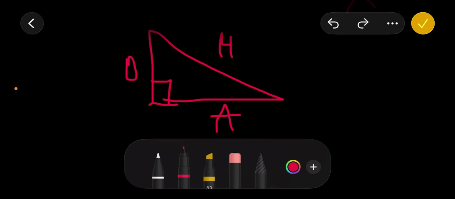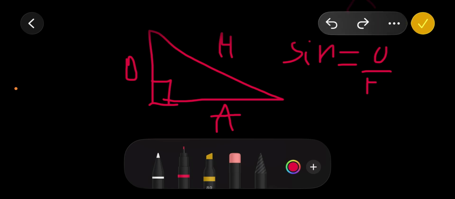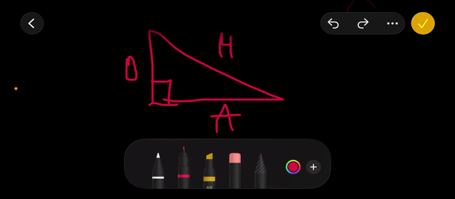So the sine equals the opposite over the hypotenuse. So if we have an opposite of 1 and a hypotenuse of 3, the sine will be 1 over 3. And that's basically the formula for sine. Opposite over hypotenuse, or divided by hypotenuse.